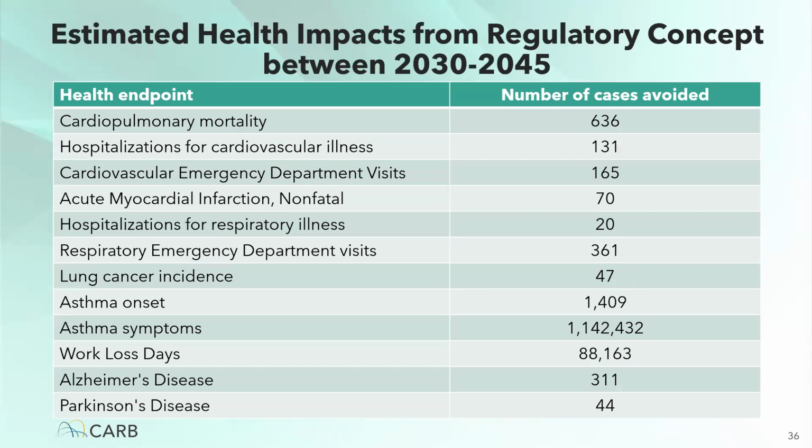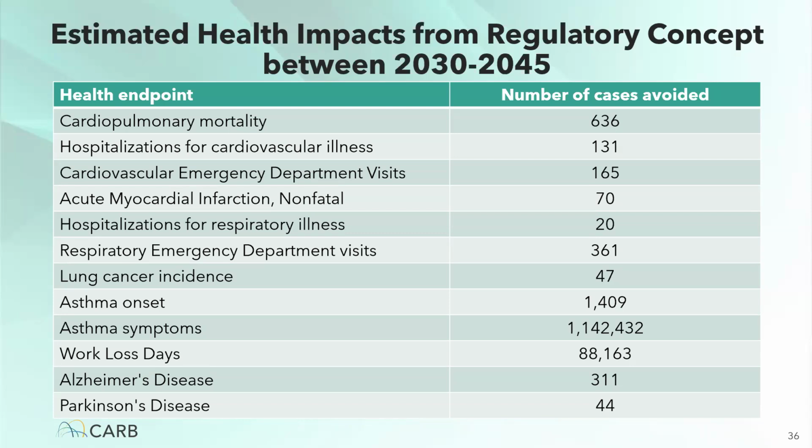This slide highlights the estimated health impacts from the current proposal between 2030 and 2045. All numbers represent the number of cases avoided for each of the health endpoints analyzed. Health impact numbers are based on the NOx and PM2.5 reduction estimates by air basin. The health benefits analyzed cover 12 health endpoints, including cardiovascular, respiratory, and neurological health outcomes, especially for those that affect our most vulnerable populations, children and seniors.